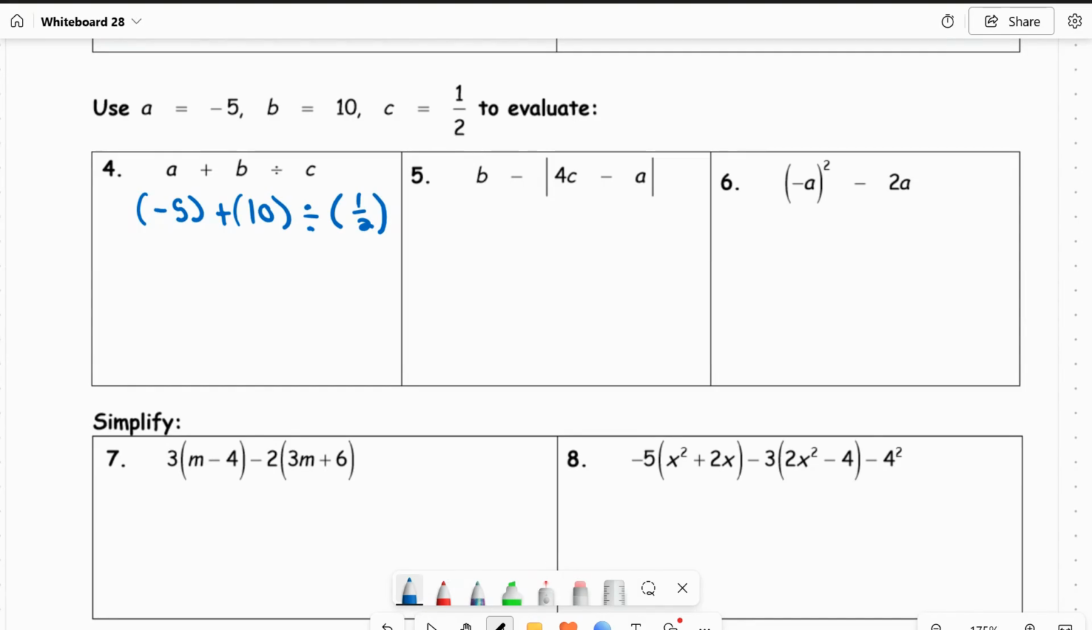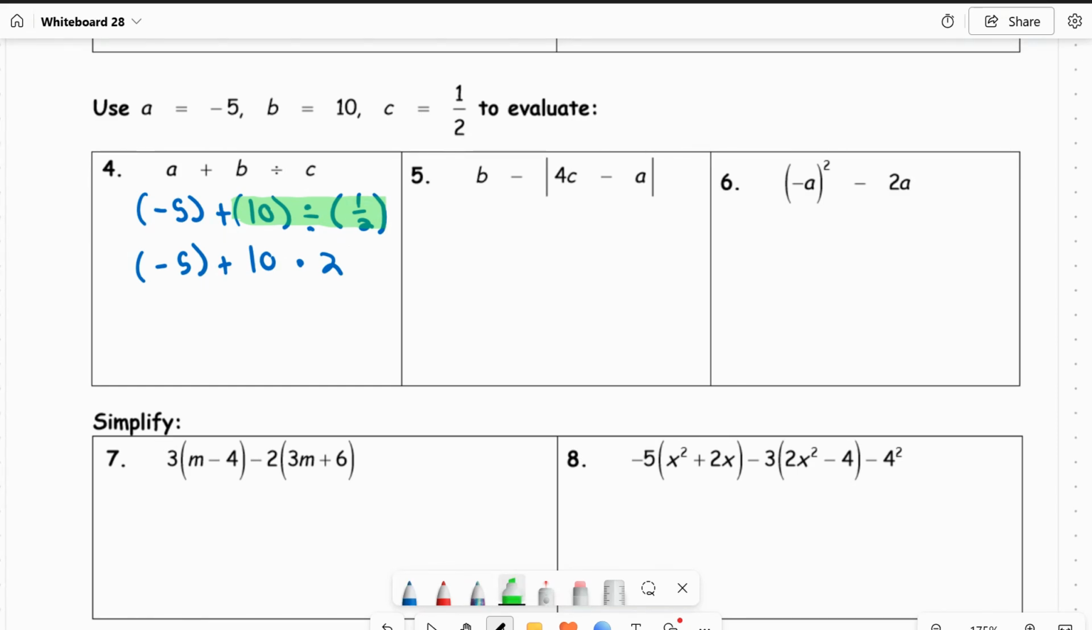So, order of operations, the first thing we're going to do is division. So remember, when you're dividing a fraction, that is your keep, change, flip. So nothing is going to happen with 10. We're going to change our division to multiplication, and then we're going to flip our second fraction, which in this case is 1/2. So that just becomes 2.